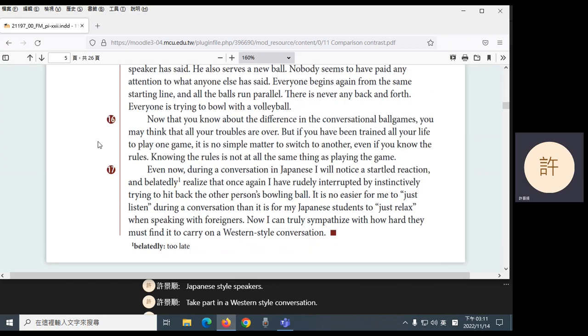And then the last two paragraphs are the conclusion. Now that you know, right? Now that you know. So what are you going to do with this knowledge?